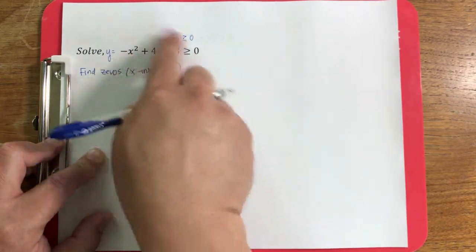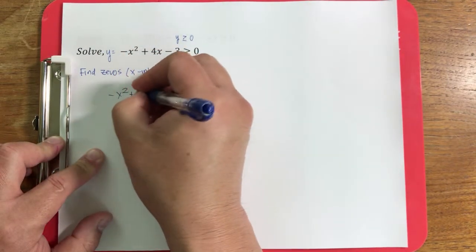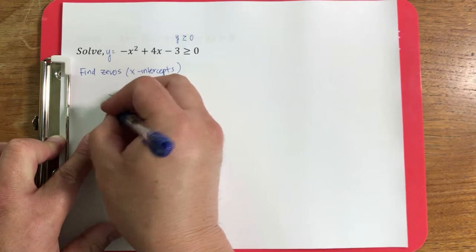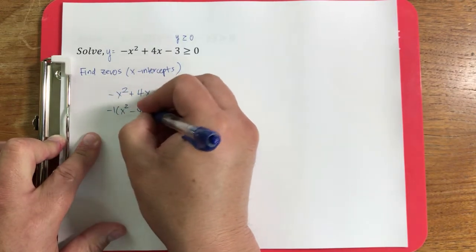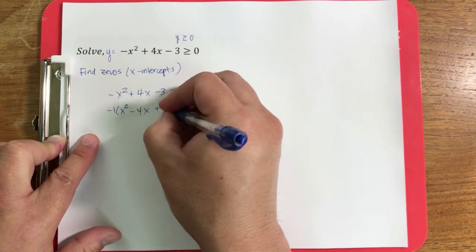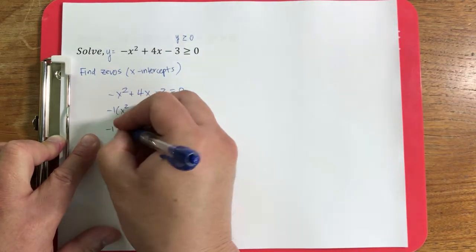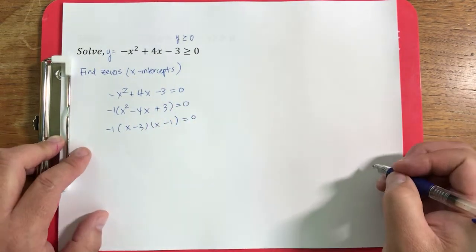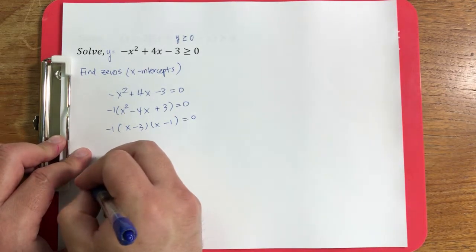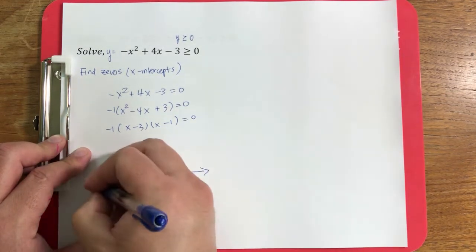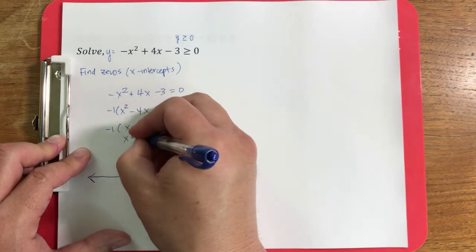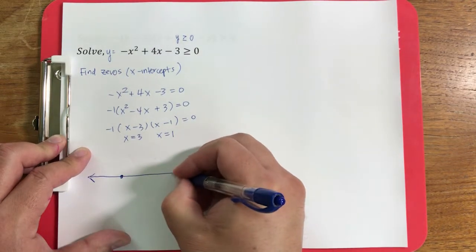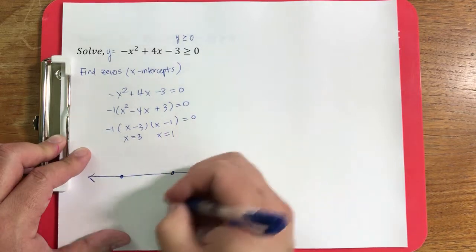So we will set the quadratic to 0. And then in order to factor this, I'll pull out -1 as a GCF. And then I'll factor. And then we will quickly sketch what this parabola looks like. We have our zeros at x equal to 3 and x equal to 1. Remember that 1 comes before 3 on our x-axis.